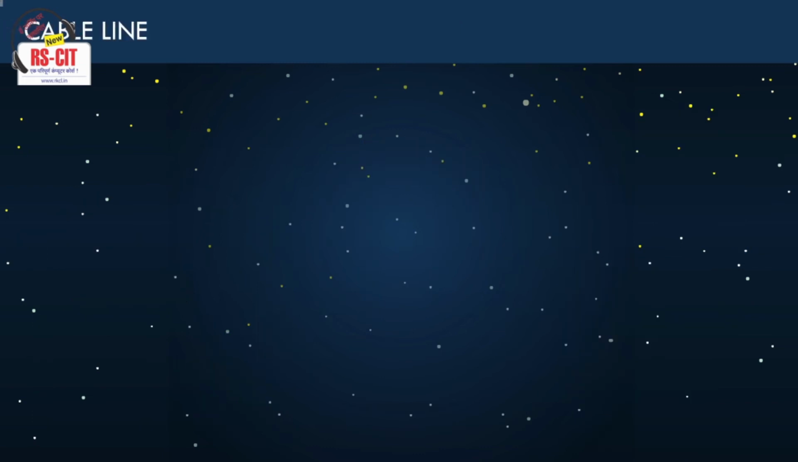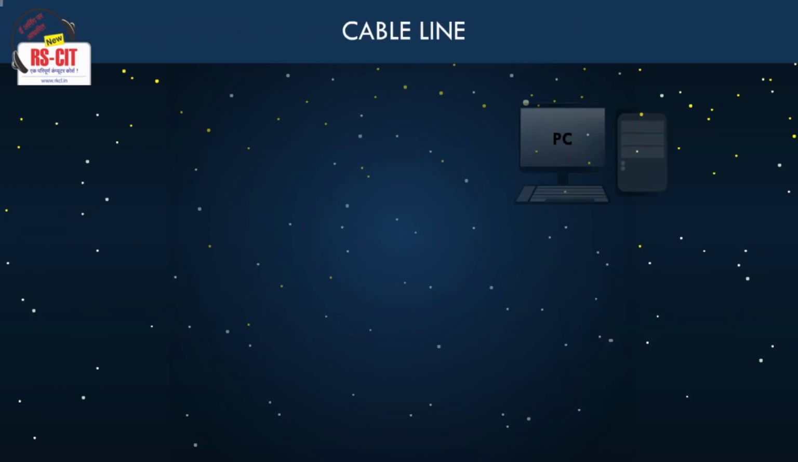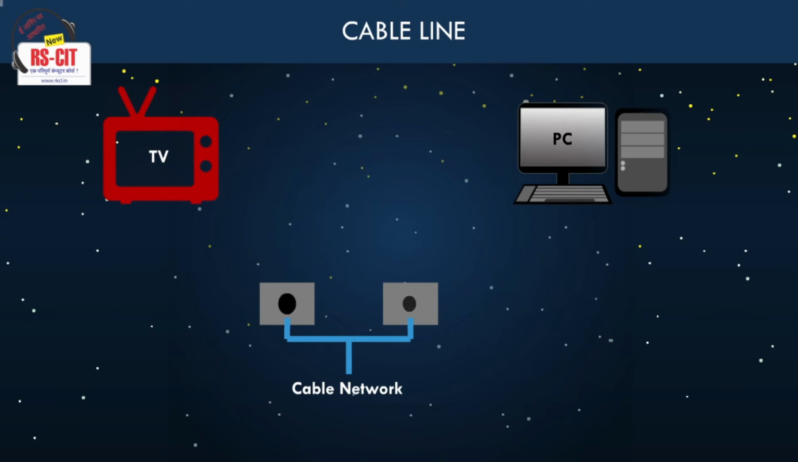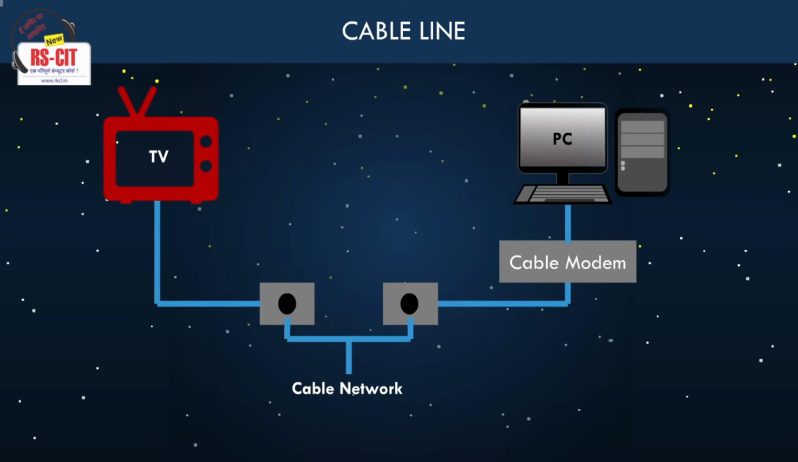Cable line. Cable service connects to the internet via cable TV, although you do not necessarily need to have cable TV in order to get it. It uses a broadband connection and can be faster than both dial-up and DSL service. However, it is only available in places where cable TV is available. Companies like Hathway offer these services.